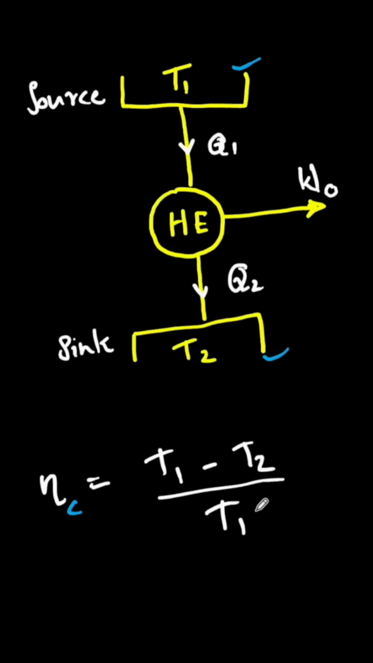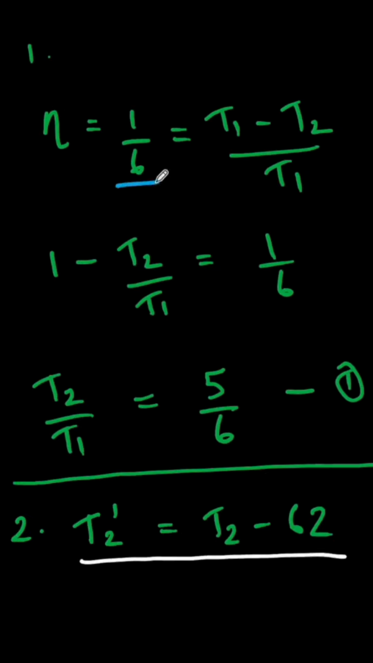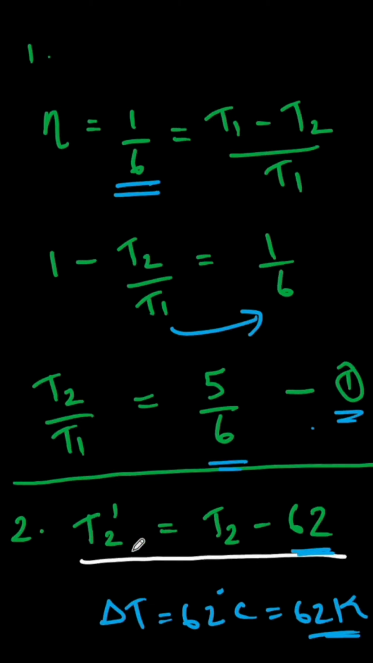And it is given, initially the efficiency is 1 by 6. So 1 by 6 is equal to (T1 minus T2) by T1. T1 by T1 is 1, minus T2 by T1, is 1 by 6. Bringing T2 by T1 on one side, T2 by T1 is equal to 1 minus 1 by 6, which is 5 by 6.